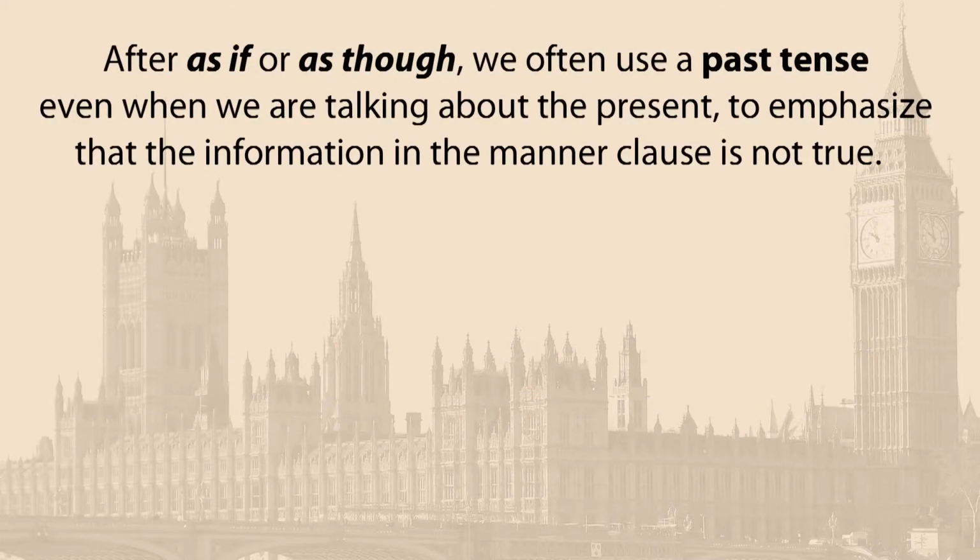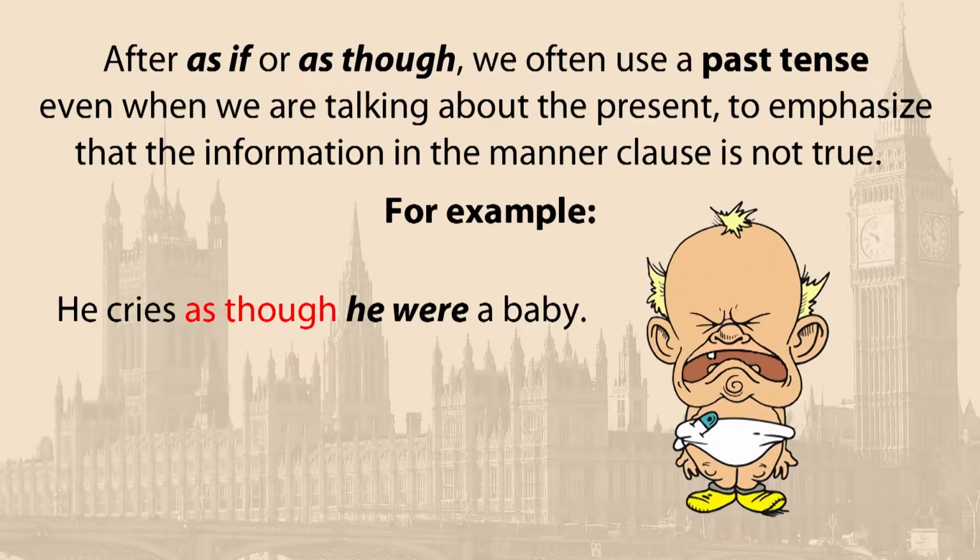After as if or as though, we often use a past tense, even when we are talking about the present, to emphasize that the information in the manner clause is not true. For example, he cries as though he were a baby, but he's not a baby.